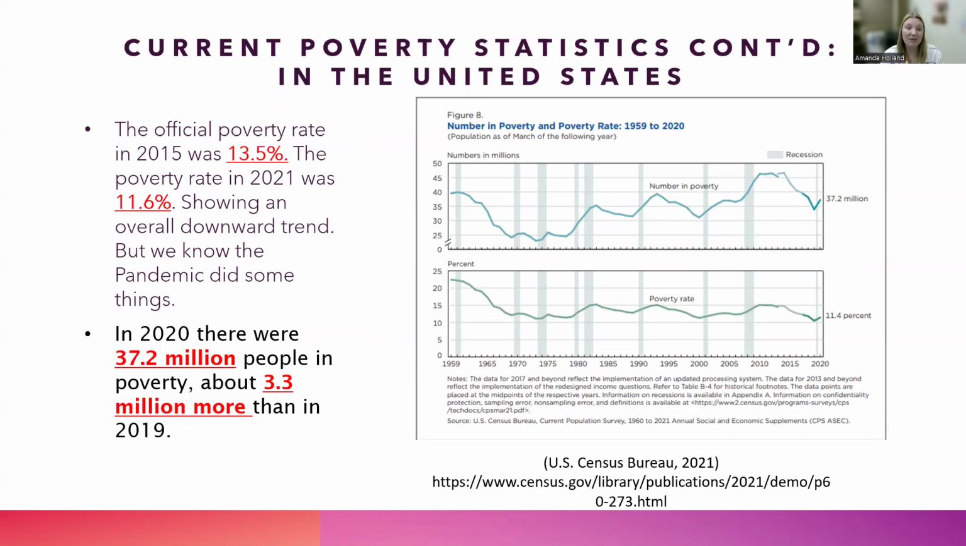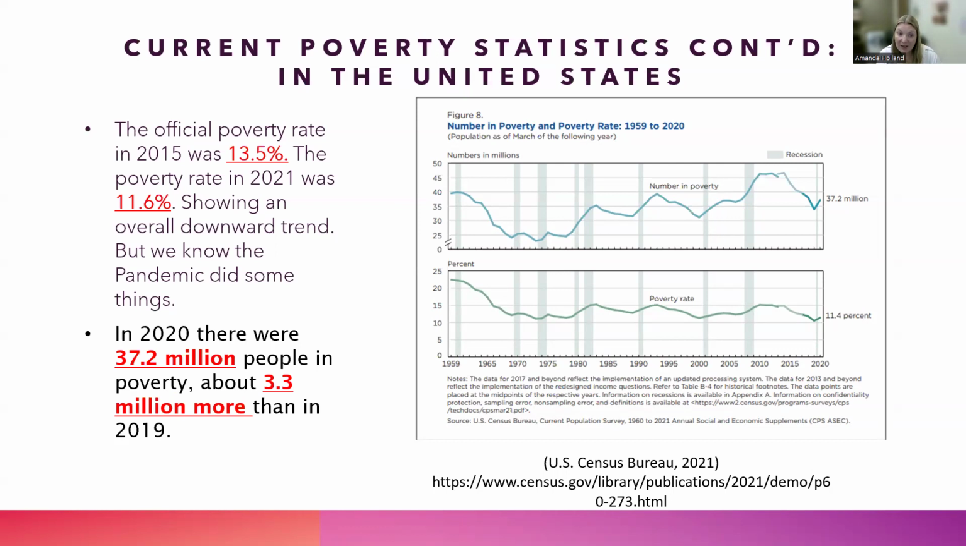So in 2015, our official poverty rate was 13.5%. The poverty rate in 2021 was 11.6%. So we have a kind of downward trend, much like our unemployment. Unemployment's really low right now.